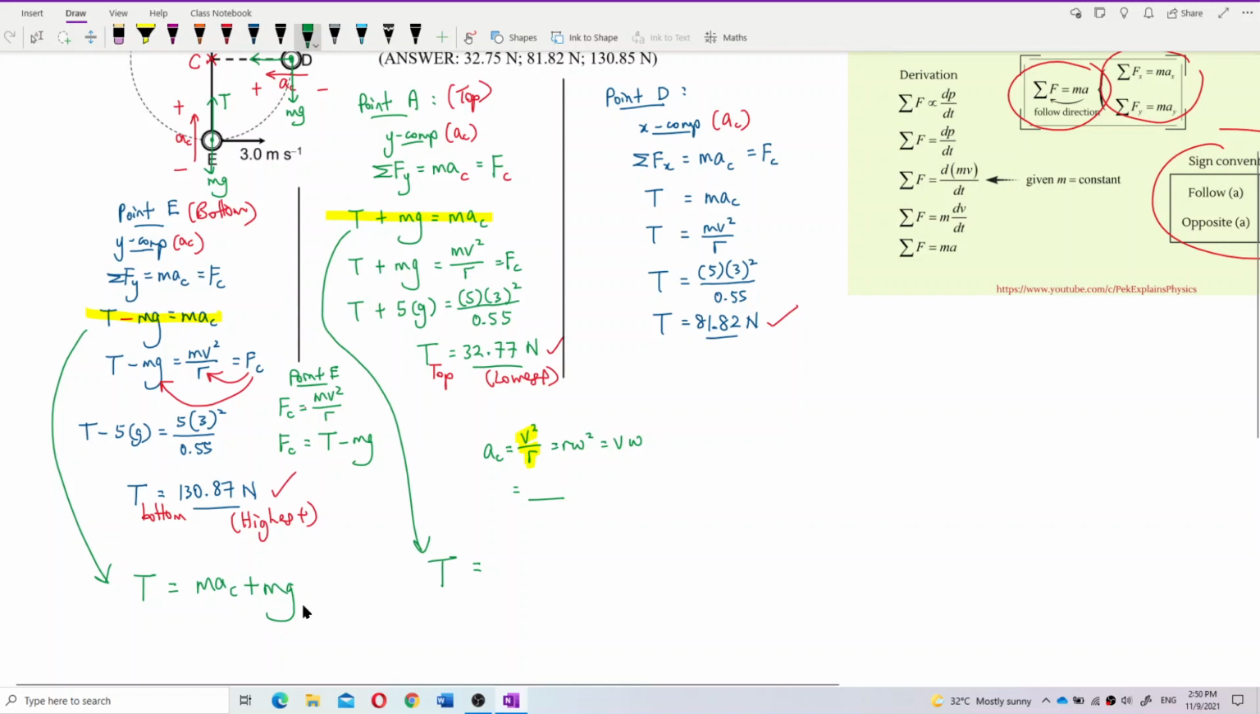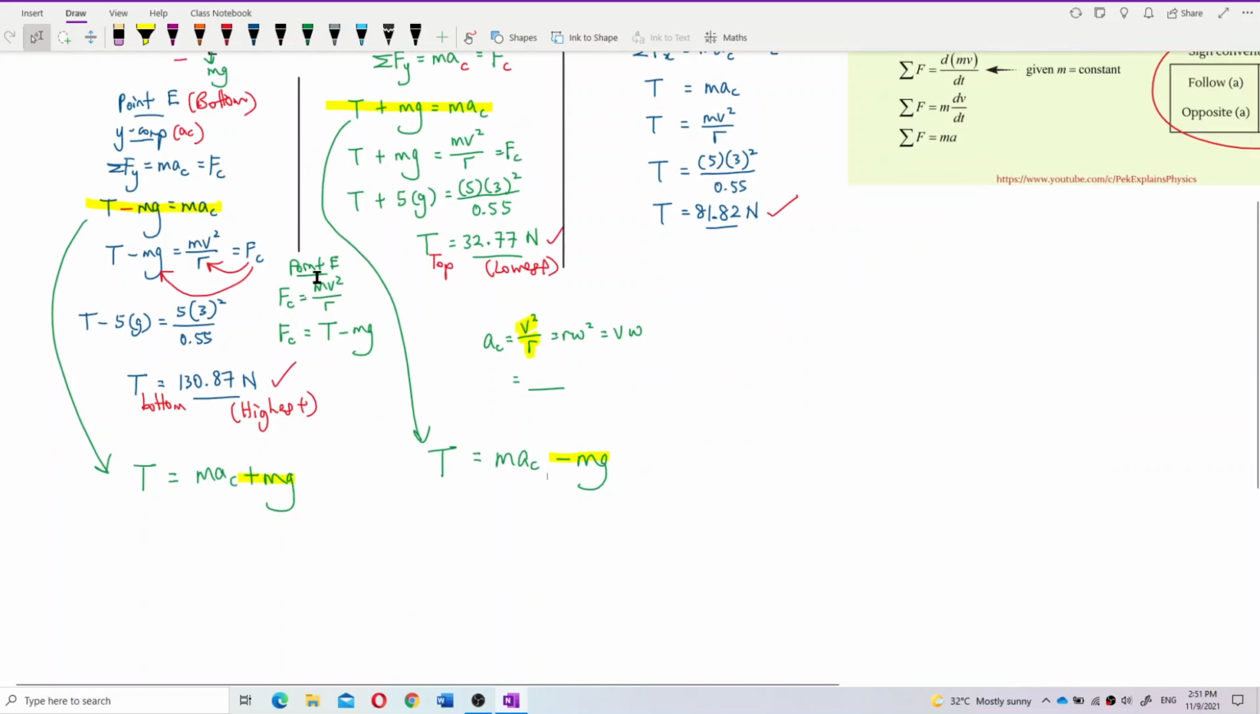All right. How about this one? This one goes to the other side. What do you get? You will get mac minus mg. That's the difference. You see that? This one plus mg, this one minus mg. In both, this mac is constant.